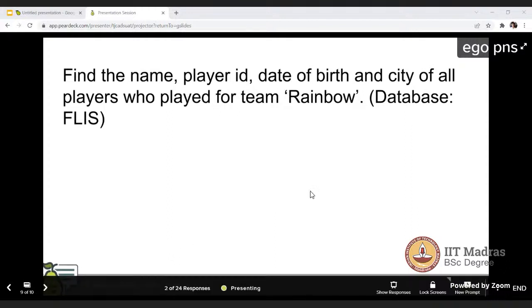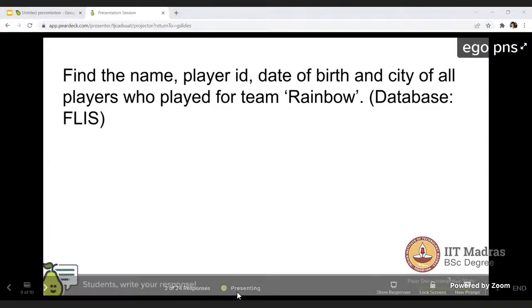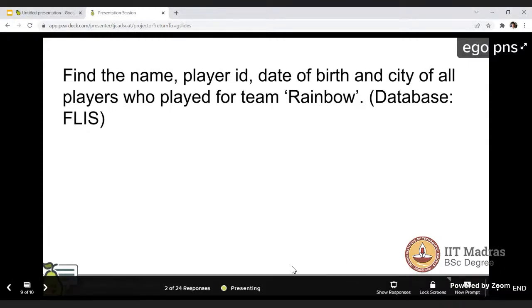Only two responses. Just see the FLIS database schema. We need to find out name and player ID and date of birth, so that we will get from players table. Then city of all the players who played for the team. So team name is there, right? For team name, we'll get it from teams table, right? So we need to join these two tables and then apply the filter condition.